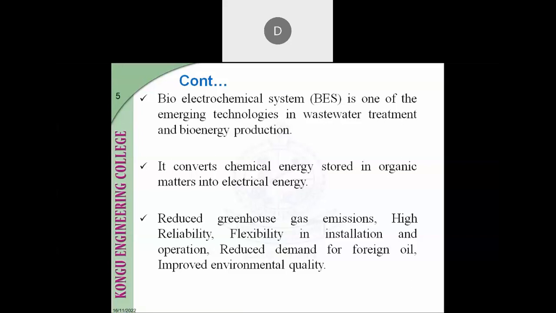Of course, the advantages may be reduced greenhouse gas, reliability, flexibility during installation and operation, and improved environmental quality, etc. So these are some advantages. Please make a note, whenever you are introducing a new concept, each and every concept will have its own merits and demerits. We are supposed to make a note of that also.